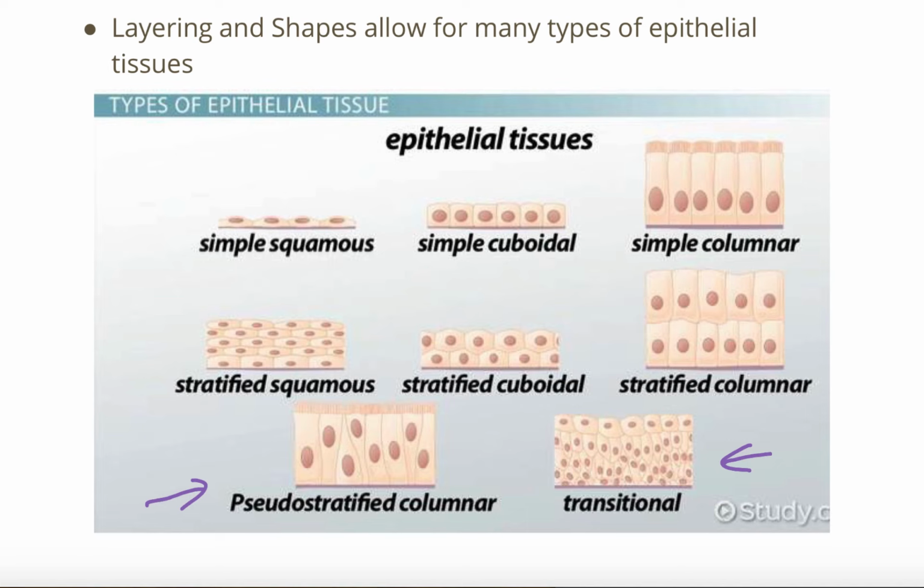So again, using those histology slides for epithelial tissues is going to be very helpful as a reference in the future when you look at organ tissues and have to identify which parts are epithelial tissues, what's not epithelial tissues, and what kinds they are.